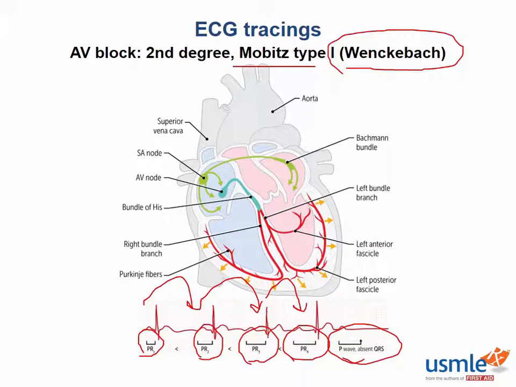So as we progress from beat to beat, the PR interval increases, so it gets longer, and at some point, the entire QRS complex is completely absent. It's completely dropped. And that is the key to this Mobitz type 1 or Wenckebach phenomenon: we see a gradual increase in PR interval from beat to beat, followed by a drop in the QRS complex.